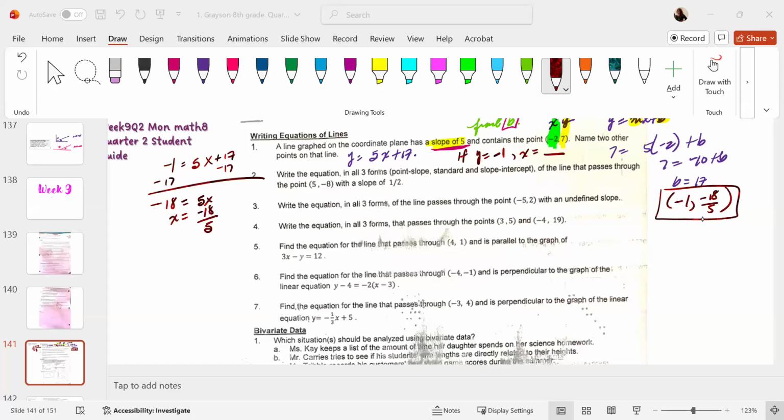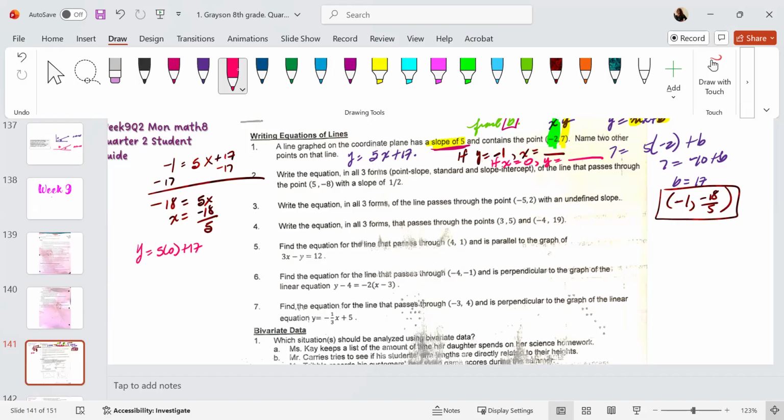If y equals negative 1, you just pick a number, right? I should have used 0 because 0 would have been easier, okay? Another way, since you have one point, you need to have another point, right? You can also say if x equals 0, then you figure out what y is. That might be a little bit easier because you do y equals 5 times 0 plus 17. That cancels, so y is 17. So your second point is 0, comma 17.